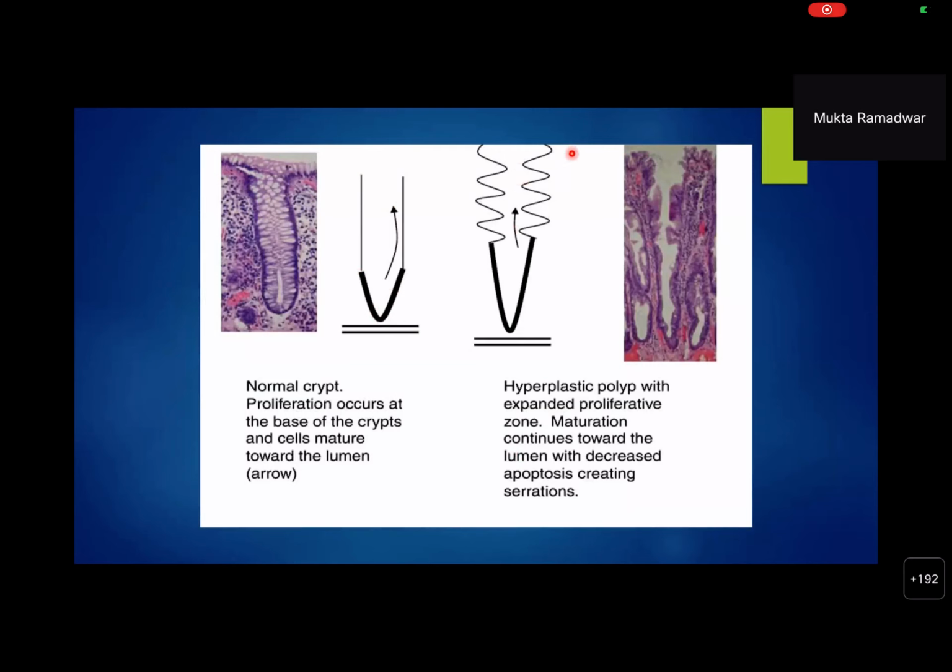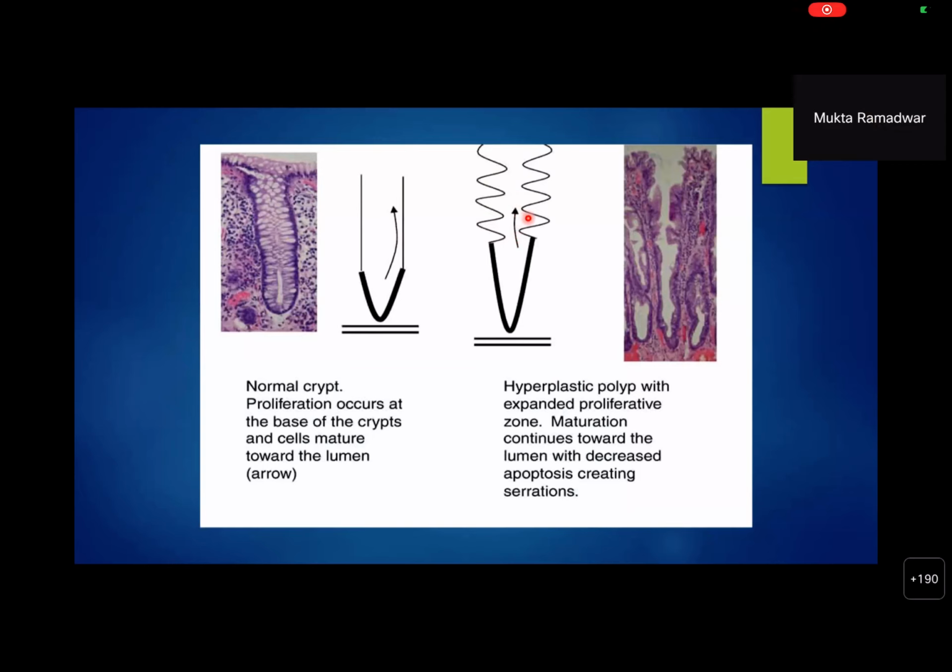As a result, these cells keep accumulating. They are not dysplastic, but they keep accumulating, and they become mature, hyper mature. That is why, to accommodate so many cells, the glands develop these so-called serrations. And because they are hyper mature, they have abundance of mucin. So that becomes a morphologic clue for us to call them serrated lesion.